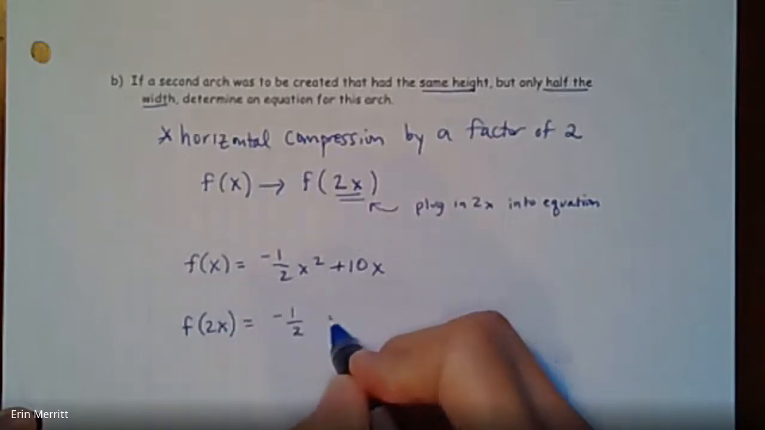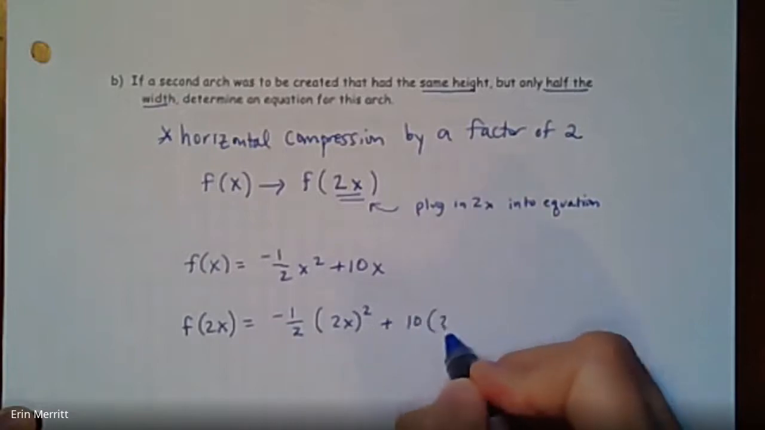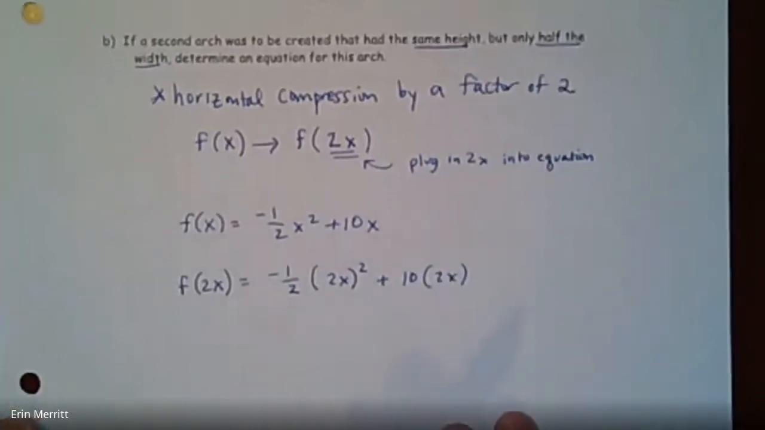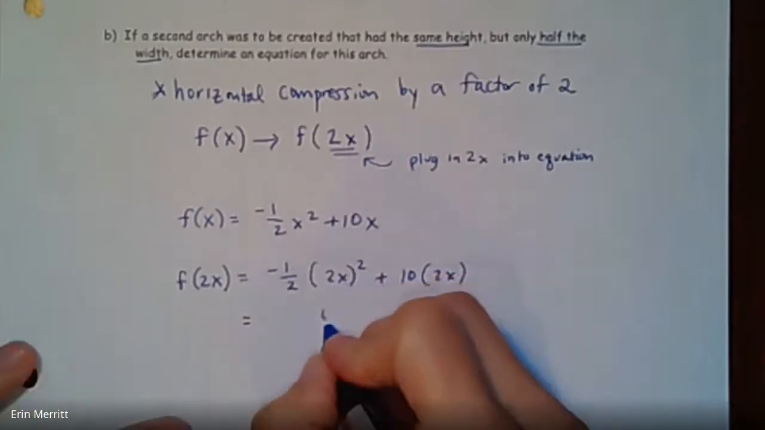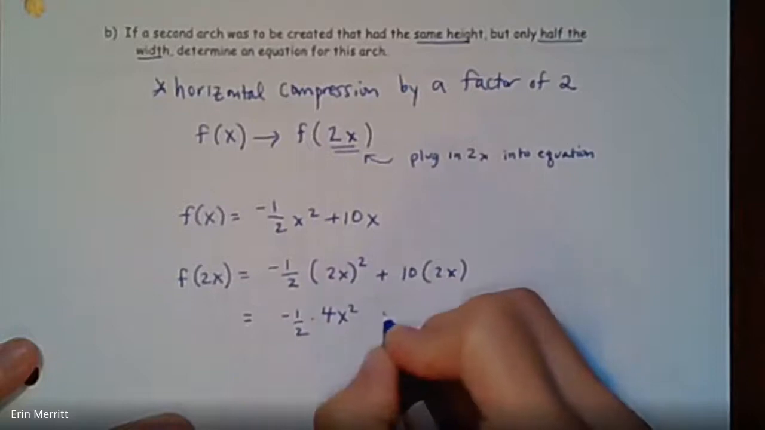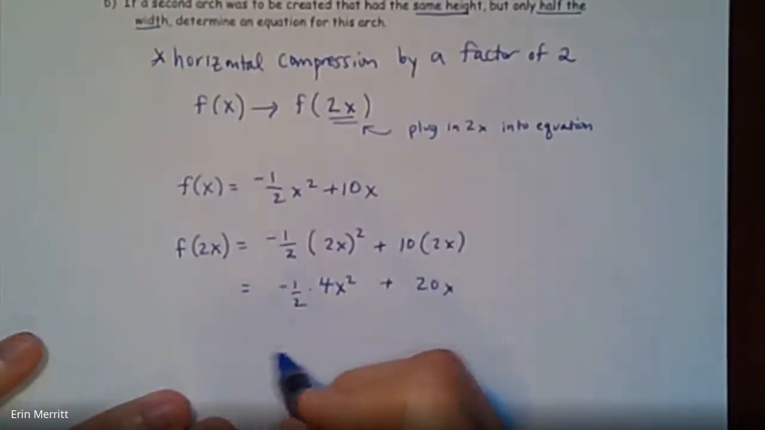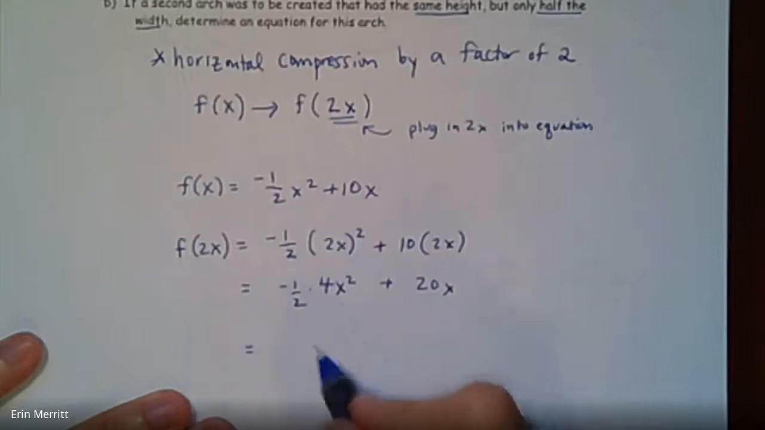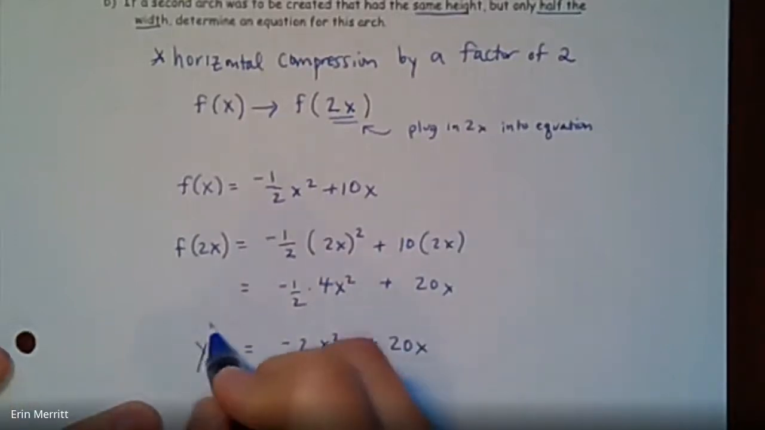So let's plug in. So in place of the x, put a 2x here. In place of the x, put a 2x there. And now let's clean this thing up. So 2x quantity squared would be 4x squared, but you're going to multiply that by the negative 1/2 out front. This would turn into 20x. So once we clean all of it up, we end up with negative 1/2 times 4 would be negative 2x squared, and then plus 20x. This is going to be the equation.